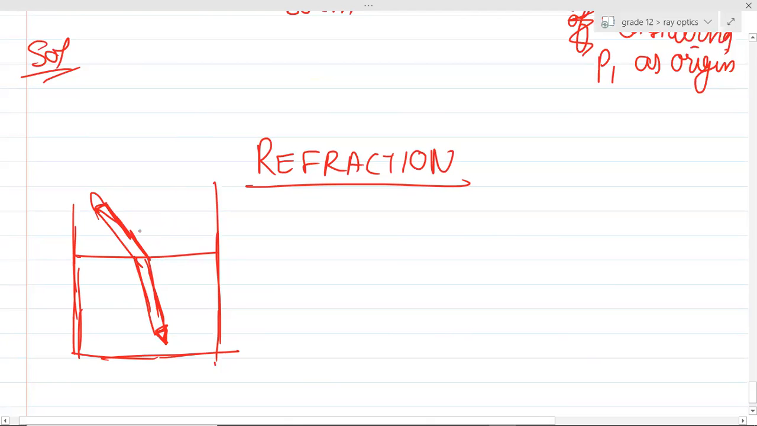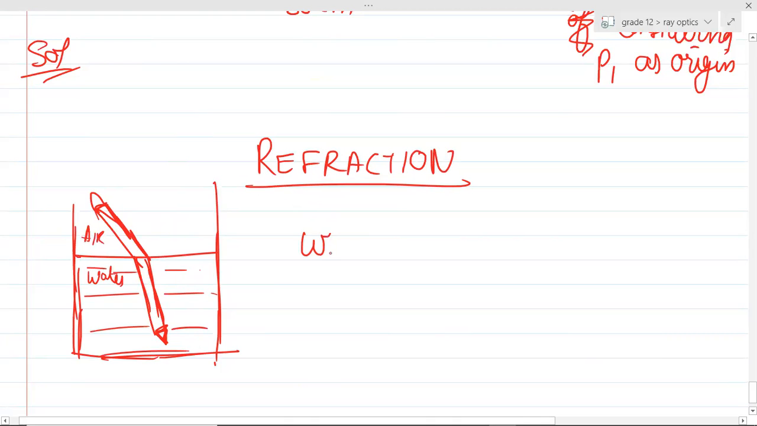It's because whenever a light ray travels from one medium to another. Can you see here? It was air, and here it is water. So whenever a light ray travels from air to water, it bends a little bit. This phenomenon is called the refraction of light.